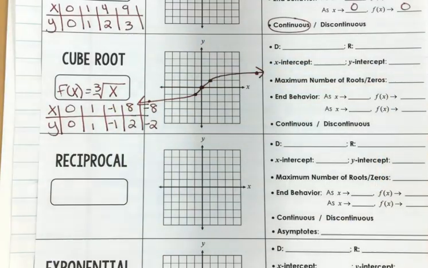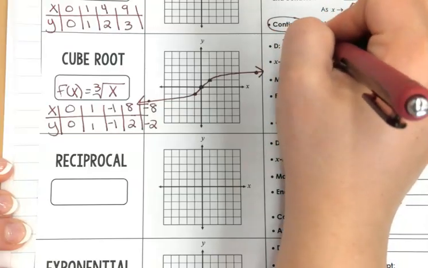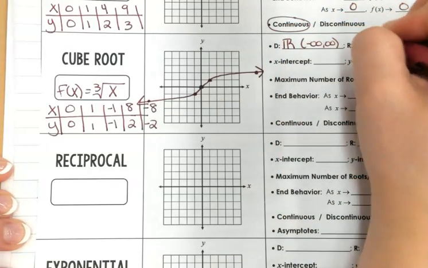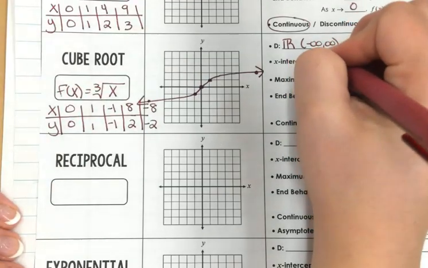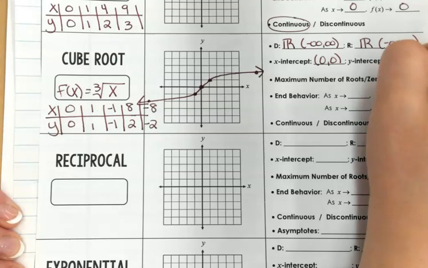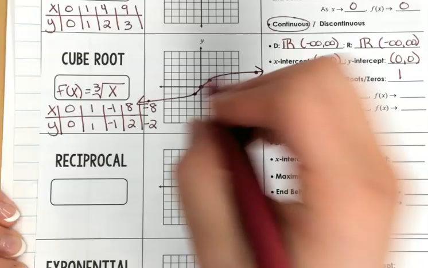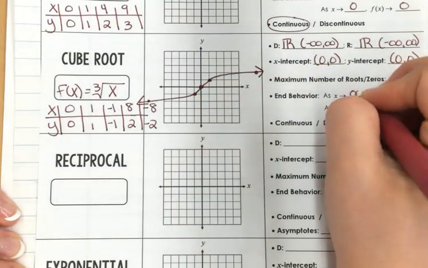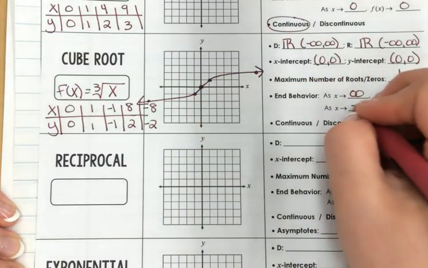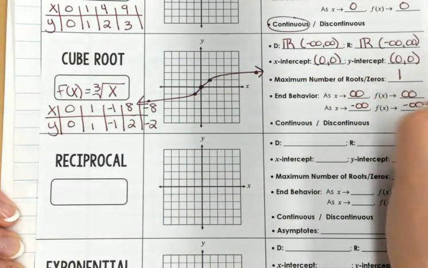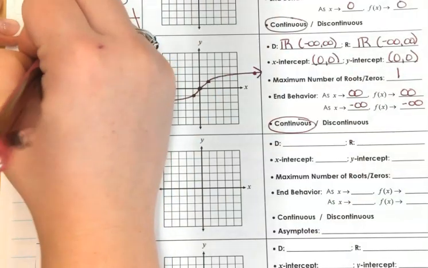So there is our cube root function. This has a domain of all real numbers, also a range of all real numbers. We pass through the origin, so we've got a (0, 0) x and y intercept. We can only cross the x-axis once here. As x goes to positive infinity, y is also going to positive infinity. And as x goes to negative infinity, y is also going to negative infinity. We are continuous, but we are not symmetrical here either.